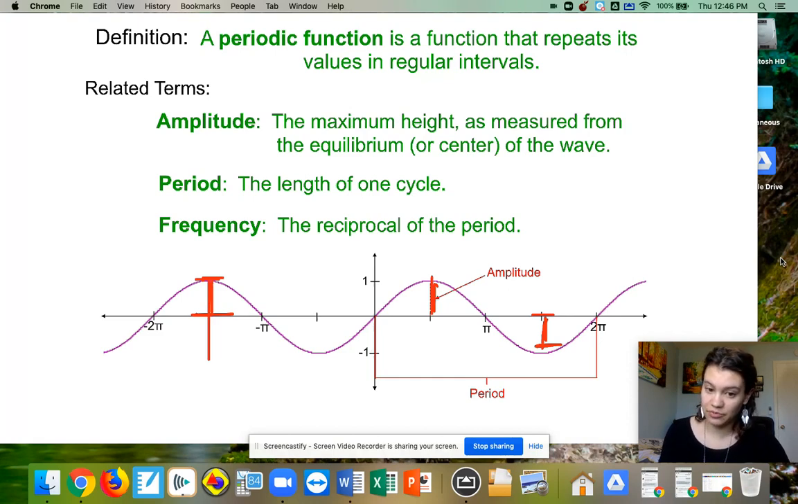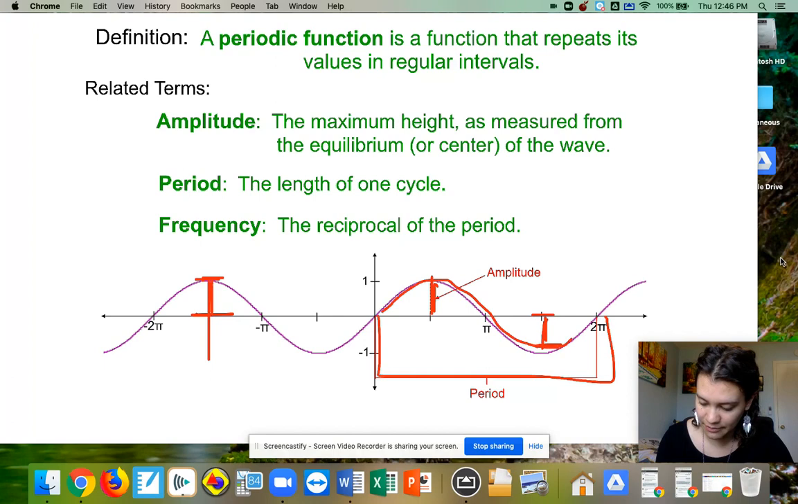Period is the length of one cycle, or how long it takes to get back to your starting point. So here we have this period marked. If I start here and I go back to 0 and then back up to the starting point, that's one period. So you do one cycle or one chunk of what's happening.